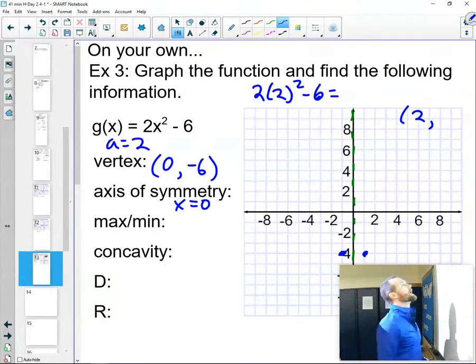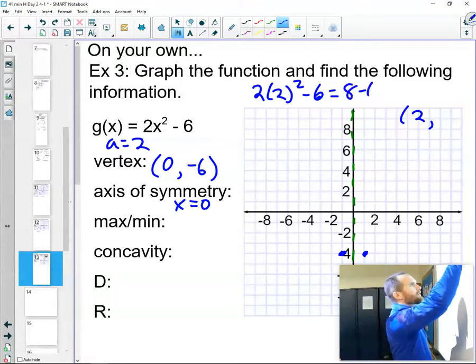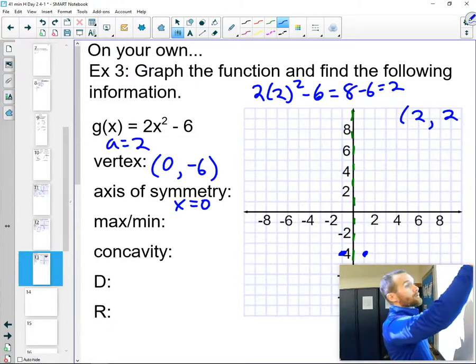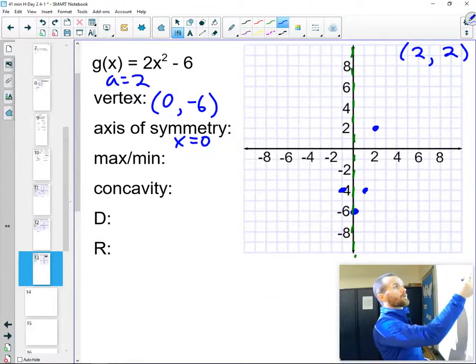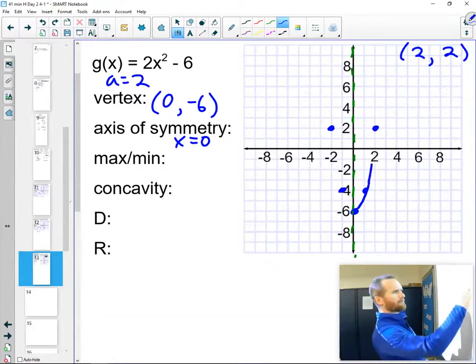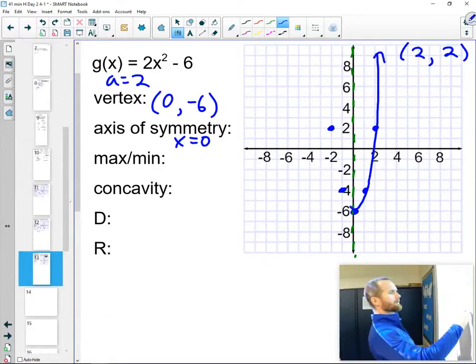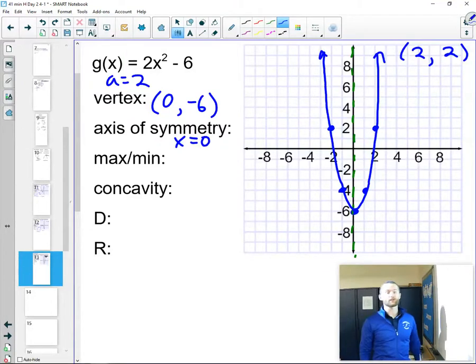It's supposed to be a 6. Let's see. 2 squared is 4 times 2 is 8. So it's just 8 minus 6. That's 2. So 2 and 2. That's nice and convenient. So we go to 2, 2. Fold it over. 1, 2, 1, 2. And there we go. We get a very skinny parabola there. My drawing's never perfect. That's why we have the important points there.